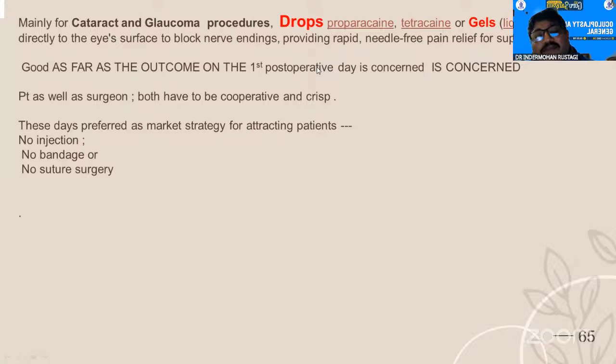It is basically a market strategy for topical anesthesia: we will not give you any kind of injection, will not put on a bandage, and there will not be a suture. That is how it has picked up.